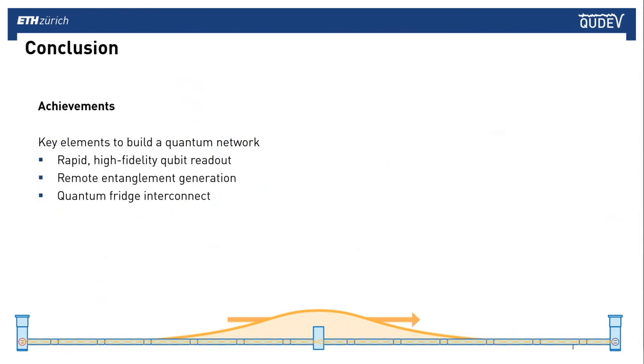So to conclude, at ETH Zurich, we have demonstrated all the key elements needed to realize a superconducting quantum network: a fast, high-fidelity single-shot readout, remote entanglement generation, and cryogenic quantum interconnects. And we have now assembled all these elements into a single experimental setup in which we generate entangled states between superconducting circuits, distant from each other by 30 meters. And we hope to perform a loophole-free Bell test with this setup very soon.